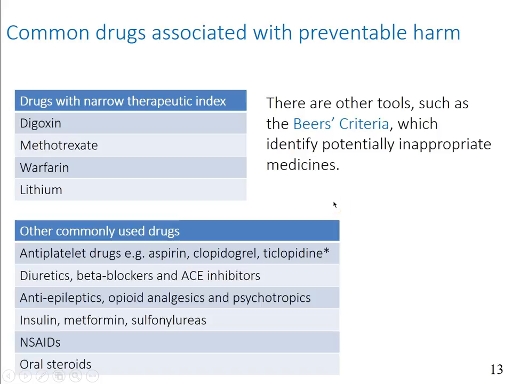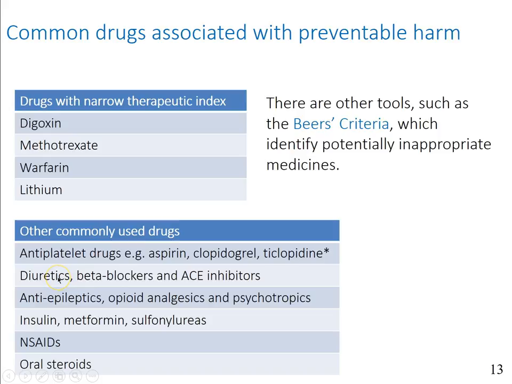What about drugs that are commonly used and are associated with preventable harm? Well, there are some drugs that have a very narrow therapeutic index. That means that the gap between safe and unsafe dosage is very narrow. So the classic ones would be digoxin, methotrexate, warfarin, and lithium. But there are other commonly used drugs also that have preventable harm. So you need to be sure that your indication for aspirin and clopidogrel are sound. Ticlopidine has been included here. It's a precursor of clopidogrel, still used in Malaysia, but has been withdrawn elsewhere because of agranulocytosis.